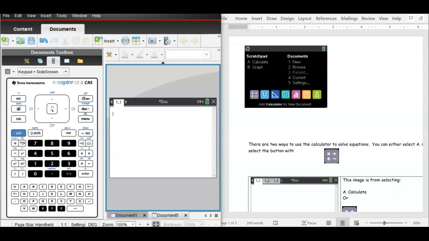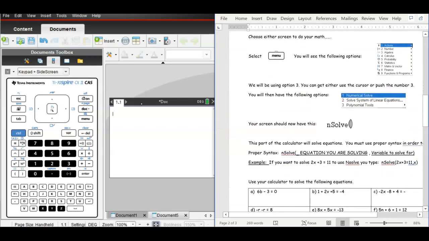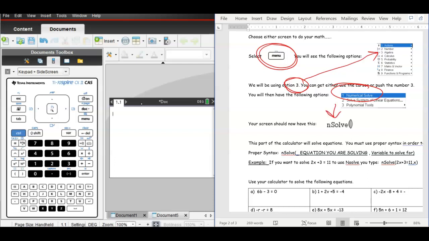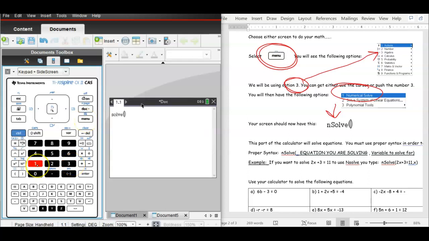All right. Now, here's what our notes say off to the right. To solve a one variable equation in your calculator, here are the buttons. First, you want to click menu. Then click 3 for algebra. And then click 1 for numerical solve. It's going to look like this, Nsolve, okay? So today you're learning Nsolve if you didn't already know it. Go ahead and press menu, 3 for algebra, 1 for solve. Yours should say Nsolve. Mine just says solve. It should look just like this.